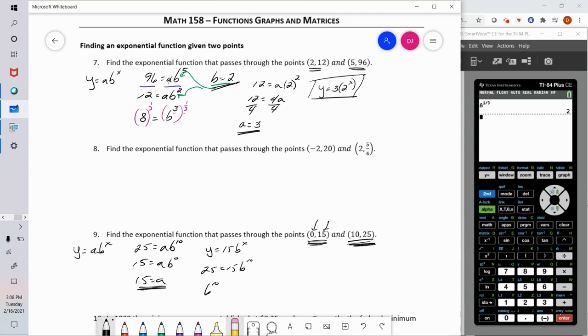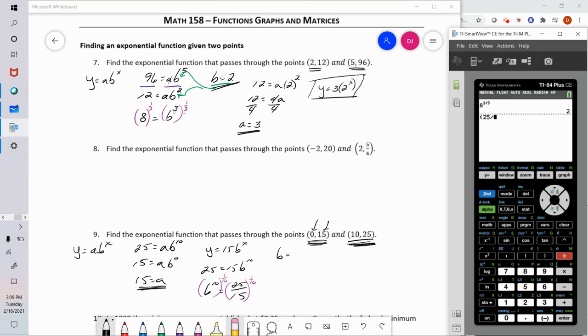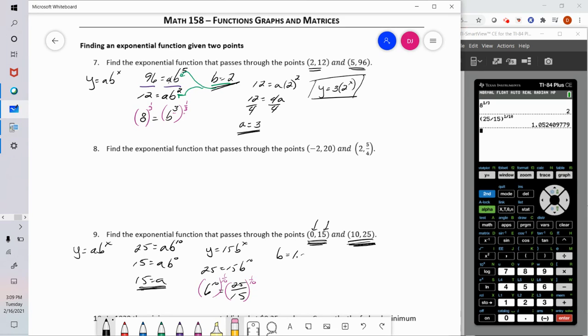So b to the 10th is equal to 25 divided by 15. Now, I could do 25 divided by 15 as 5/3. That's fine. You can do that. But to solve this for b, I'm going to raise both sides to the 1/10th power, just like I showed you already. And so b will equal 25/15 to the 1/10th power. And I get 1.052. So b is 1.052.